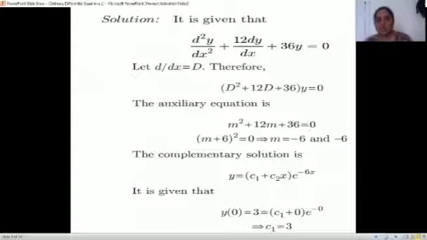find the roots. So the roots are minus 6 and minus 6. That is, the factors are D plus 6 and D plus 6. So the roots are minus 6, minus 6, and the nature of the roots is real and repeated twice. So we have to collect two constants together, like c1 plus c2x or c1x plus c2, into e raised to that root, minus 6x. So this is the general solution, right? As there is no particular integral part, it is 0.